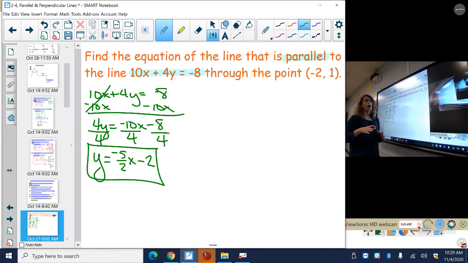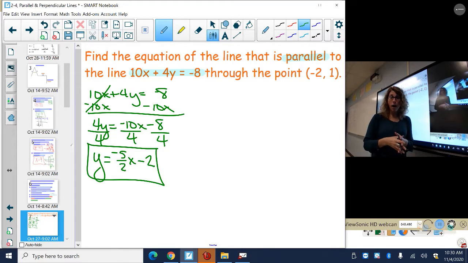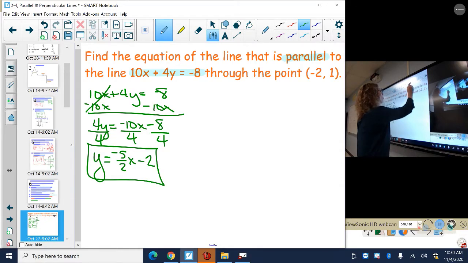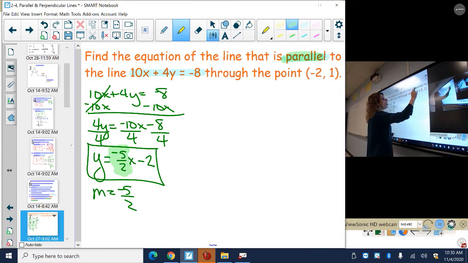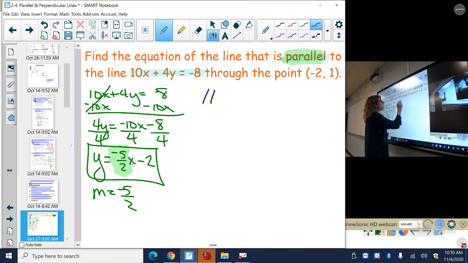Okay, now, that is the equation solved for y. That's not my answer. What I need out of that equation is the slope. So I'm going to just pull the slope out of that equation, which is just this number right here. So my slope is negative 5 over 2. Now I need to come back over here and say, oh, well, I need the parallel slope. So what is the parallel slope to negative 5 over 2? Parallel means same slope, so that's negative 5 over 2.